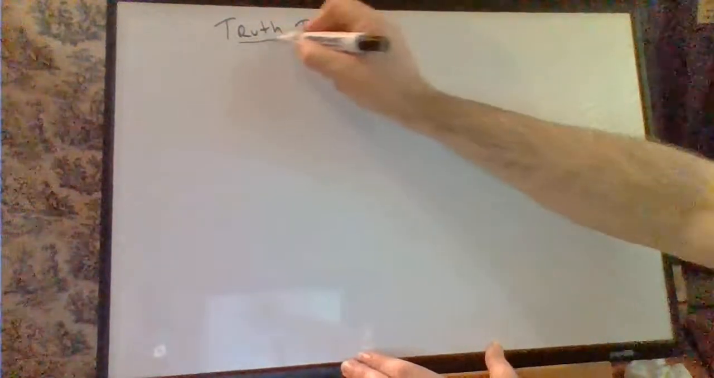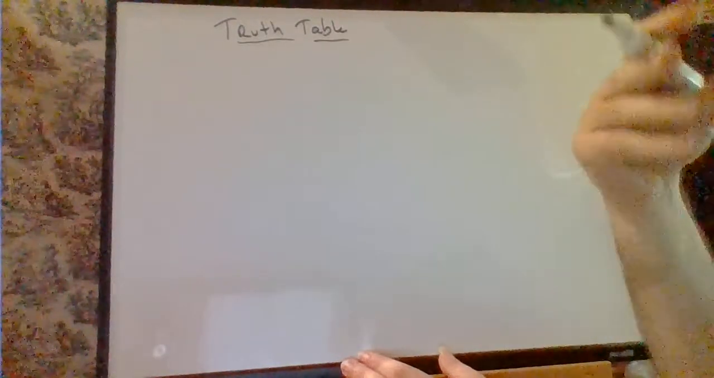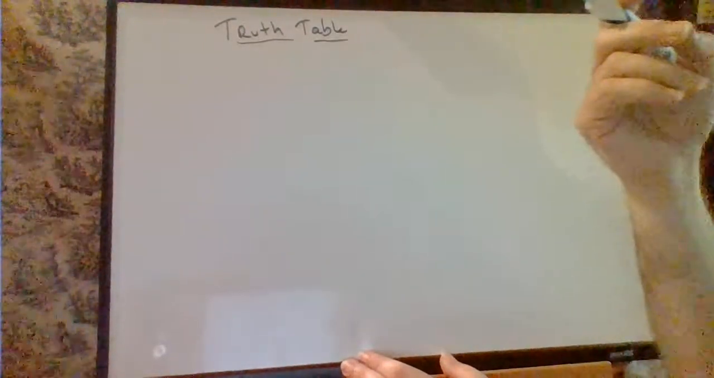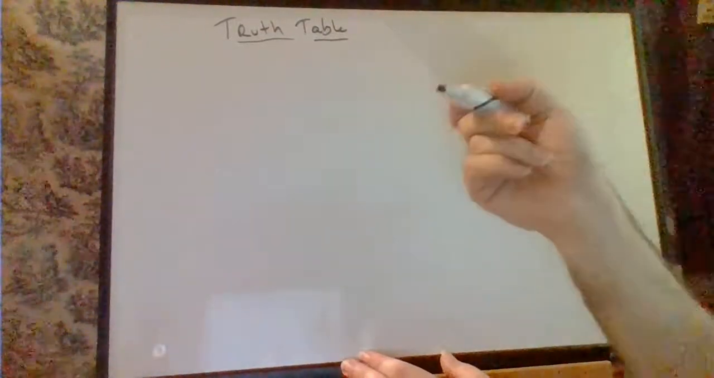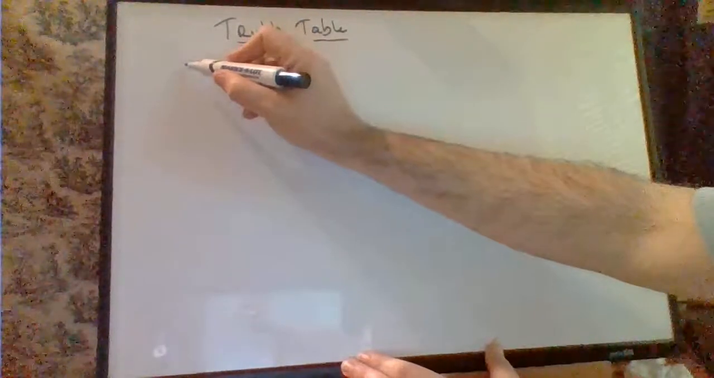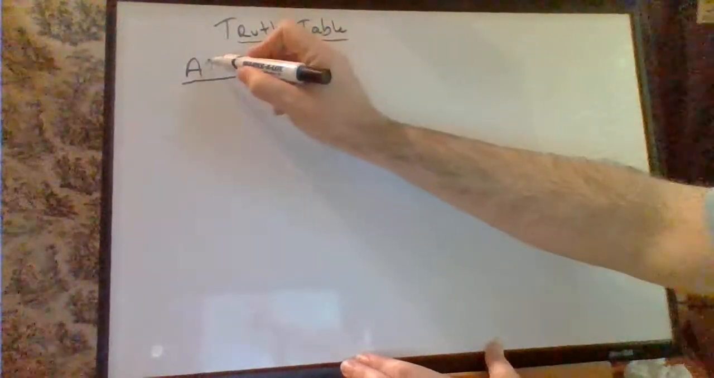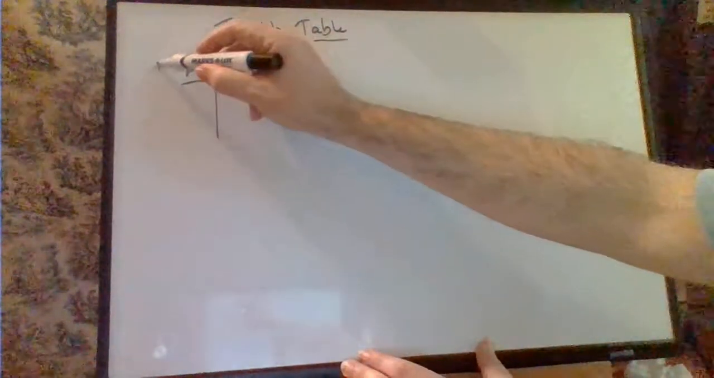A truth table is set up to establish what we call an all possible world scenario. We want to try to determine every possible situation. So, the number of sentence letters you're dealing with will determine the number of lines to your truth table. And so we're going to set one up here. This is for negation.